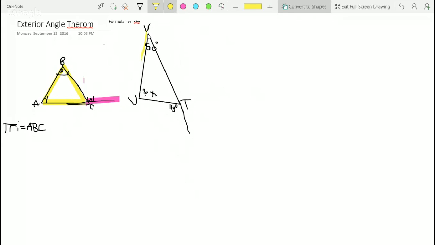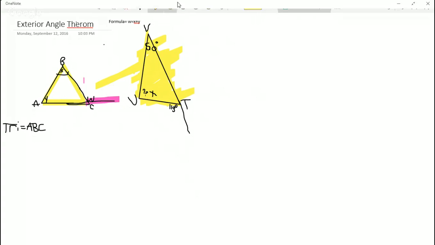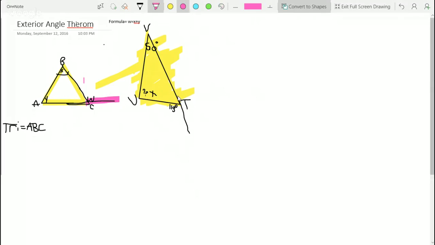Well, all you need to do is find what's inside of the triangle. And as you can see, I'll try and color it. This right here is the interior, and this right here is the exterior.